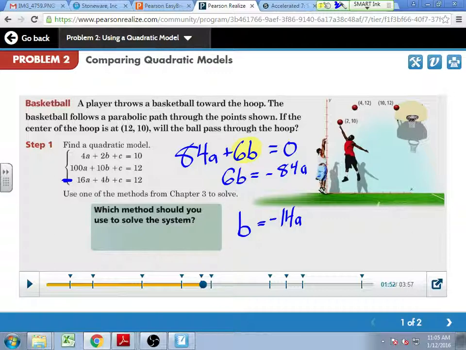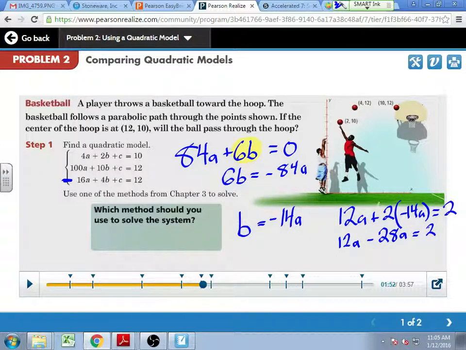So I'm going to substitute in. I'm going to say 12a plus 2 times negative 14a equals 2. I'm subbing in the b that I found into the previous equation. I cannot sub it into my original equation because that'll just make me work in circles. I get 12a minus 28a equals 2. I can perform that subtraction and get negative 16a equals 2.